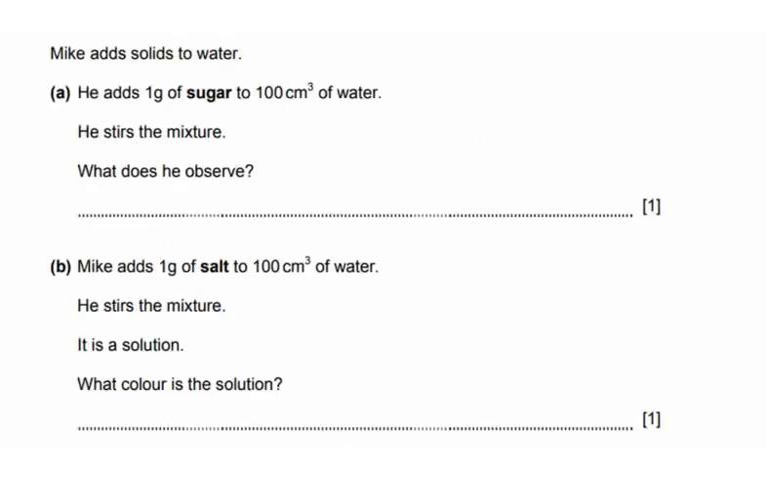Next question is, Mike adds solids to water. Question A, he adds 1 gram of sugar to 100 cm cube of water. He stirs the mixture. What does he observe? Question B, Mike adds 1 gram of salt to 100 cm cube of water. He stirs the mixture. It is a solution. What color is the solution? 20 seconds from now.